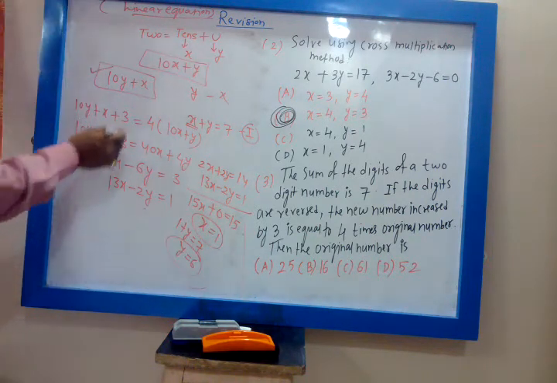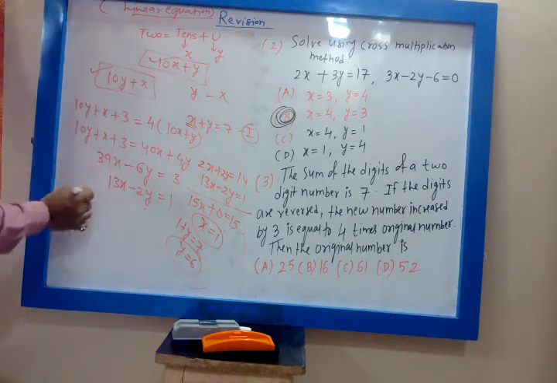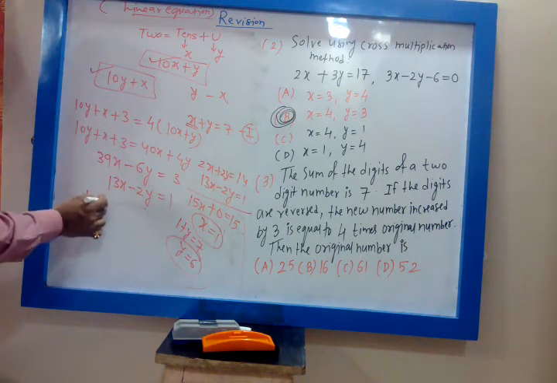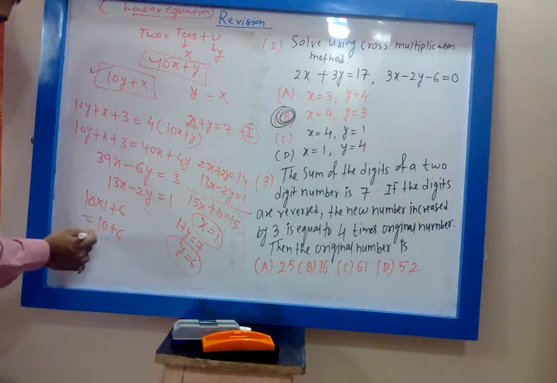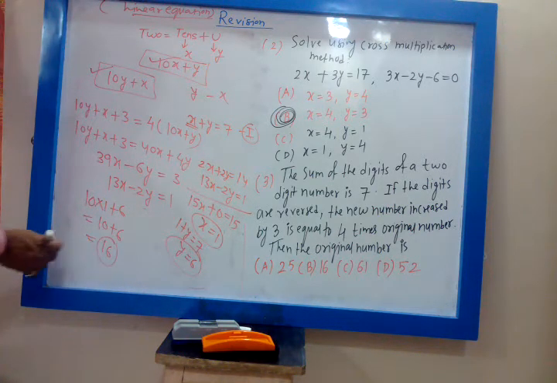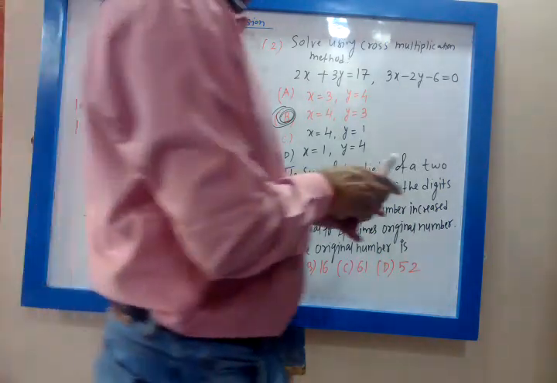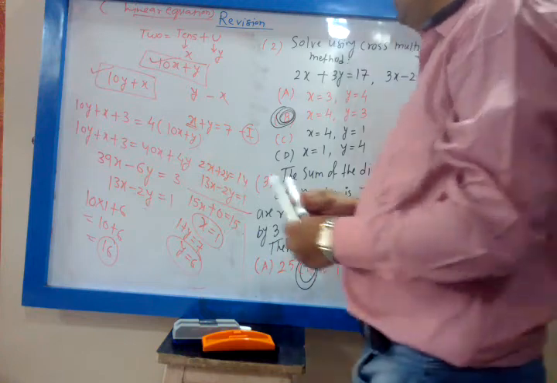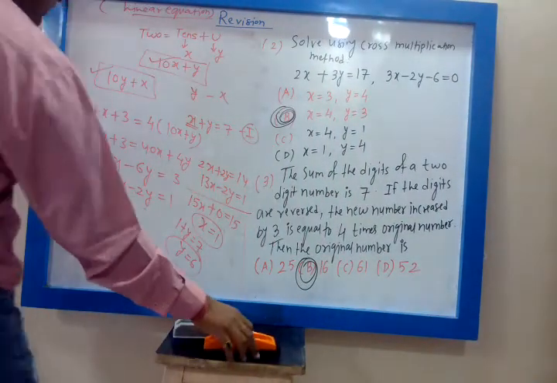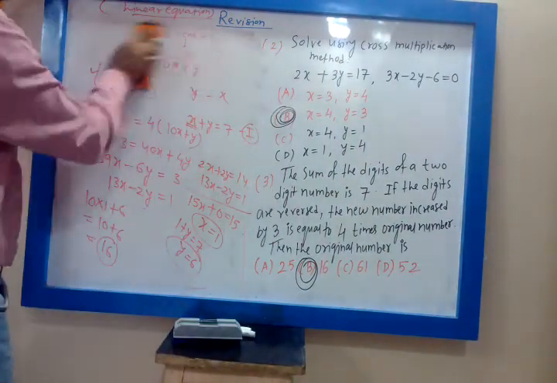So what is my 2-digit original number? 10x plus y, so 10 into x, 1, plus y, 6. 10 into 1, 10 plus 6, 16. The correct answer is 16, which is option number B.